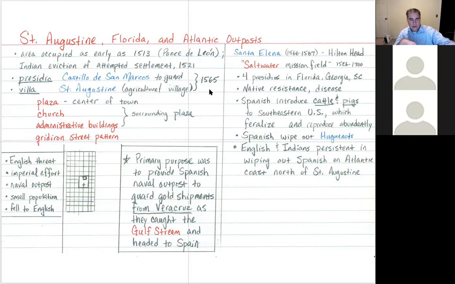The towns included a plaza, basically a square within the town, and then around that central plaza were the administrative buildings, a church at the center. And I'm trying to draw this out a little bit, and there was a gridiron street pattern. So this is a pretty standard pattern of settlements, sort of settlement morphology of the Spanish throughout their domain. Again, kind of following the lead of the Roman Empire.